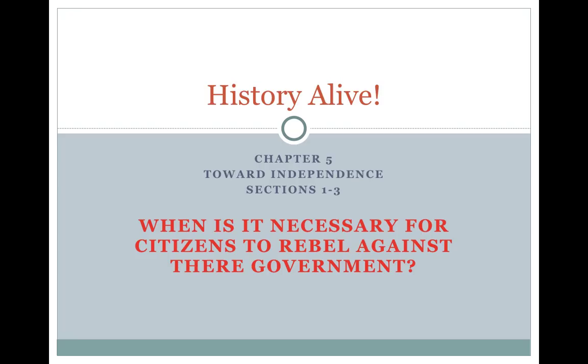Now remember, the name of the chapter is Toward Independence. The question that we're asking, and this is the overarching, what we call essential question: When is it necessary for citizens to rebel against their government? Now remember, a citizen is just a member of a country. And the citizens we're talking about are the colonial citizens that live in North America, but they are citizens of Great Britain. So it's going to be colonial citizens going against the British Parliament or the British government. So I want you to think about that. When is it necessary for citizens to rebel against their government?